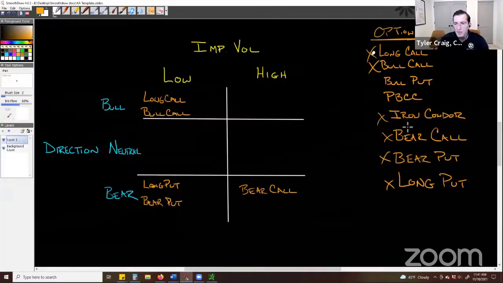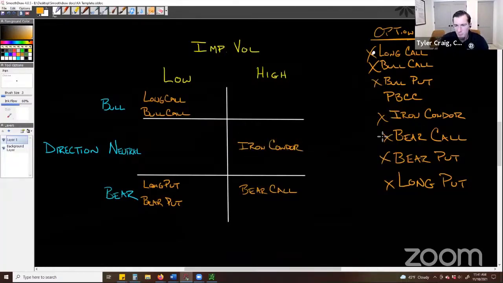Iron Condor, this is a neutral strategy, and you're selling options. Do you want the options you sell to be cheap? No, I want to sell stuff that's expensive. So I want the IV to be high because that corresponds with expensive options. So right here would be the Iron Condor. Okay, done with that one.